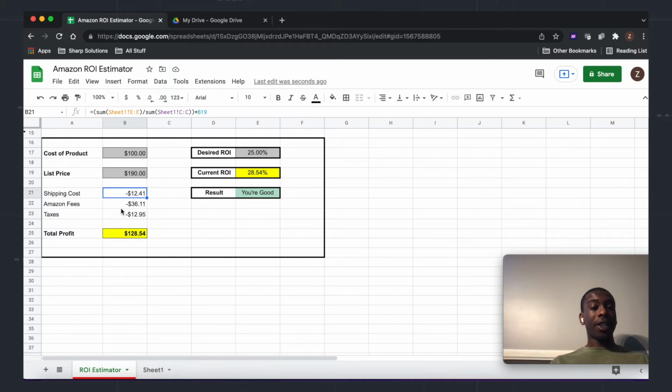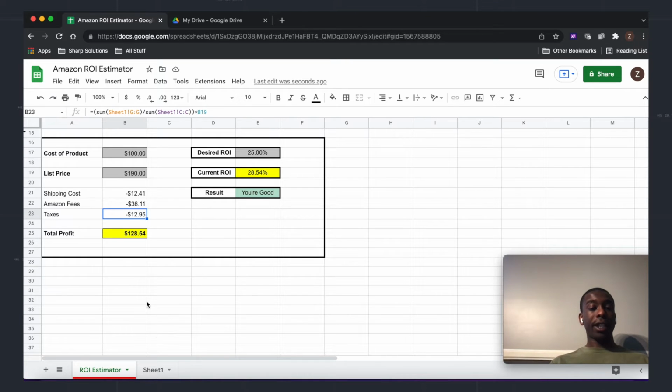So first, we've got your shipping costs, your Amazon fee, and your taxes. If you look in the formula bar, we can see that all of these are built off of a specific formula. I'll just take taxes as an example here. What we're doing is dividing the sum of column G by the sum of column C, and then multiplying that by B19, being that list price.